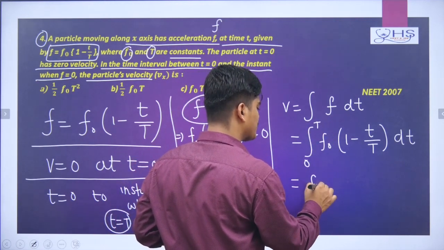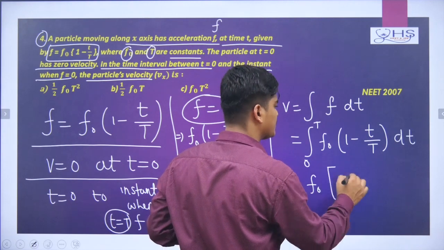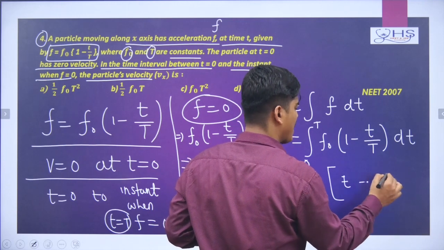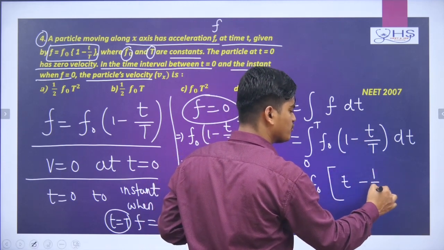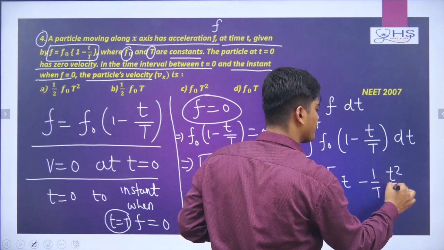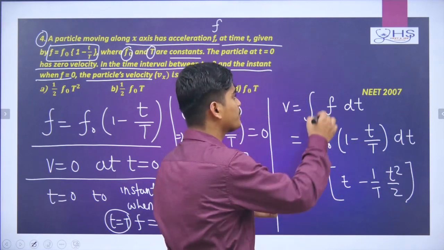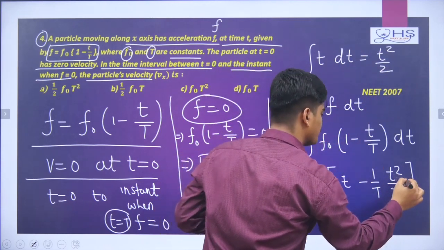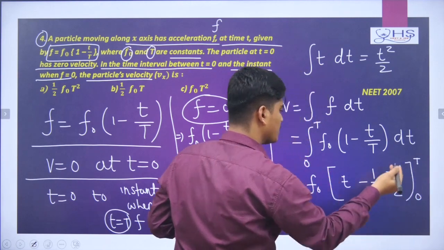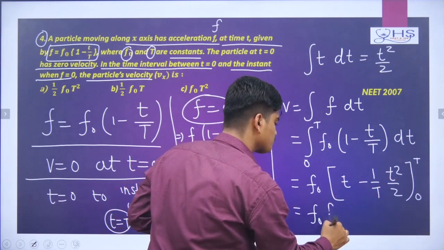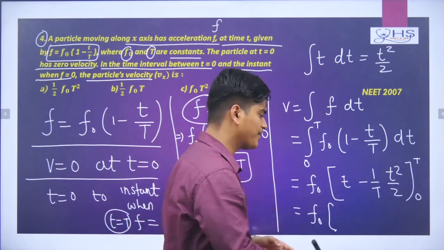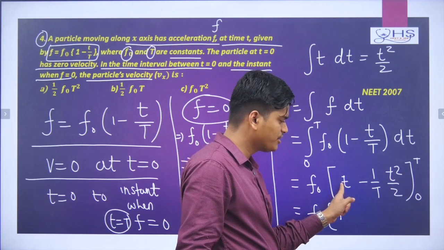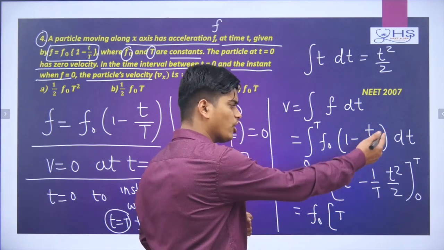Now f naught is constant, so you can take it out. Now I am directly writing the integration of 1 dt. How much is it? Only t. So write t. Then minus t by T, where this capital T is constant, you keep it. The integration of t is t square by 2, because the integral of t dt is t square by 2, as I already told you in the previous slides. The limit is 0 to capital T. Now substitute: in place of small t put capital T, upper limit first minus lower limit. But if you put lower limit 0, this is 0, so there is no need to put the lower limit, only the upper limit.